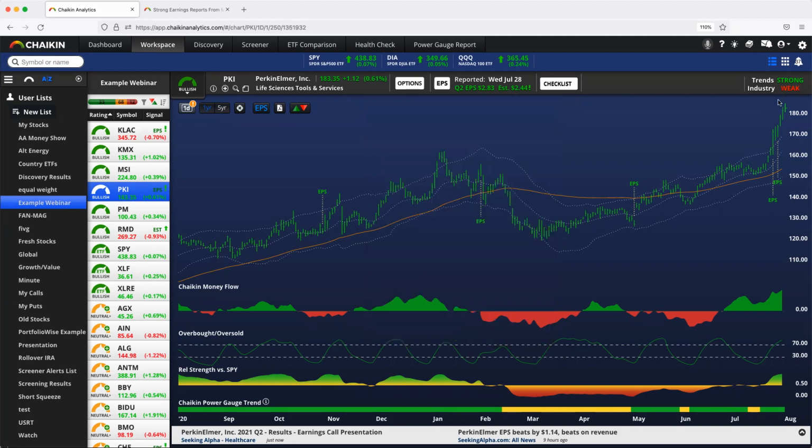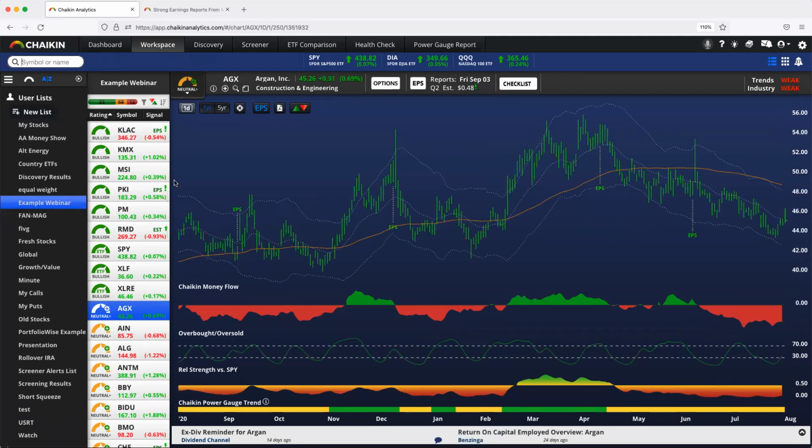Well, let's start with trend. We can see that PKI is listed as a strong trend. And I can tell you right now that every stock that has a bullish rating is going to have a strong trend, because that strong trend means that your closing price was above this long-term trend line, this orange line here. Stocks that are below the long-term trend line on a closing basis would be weak trends. And I can tell you that every single neutral plus stock is going to have a weak trend.